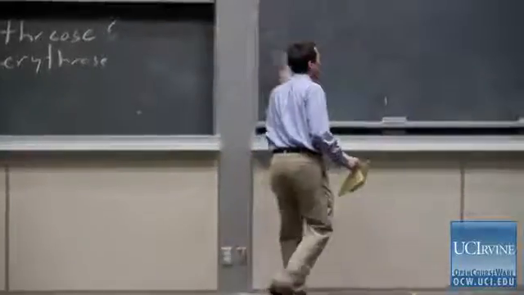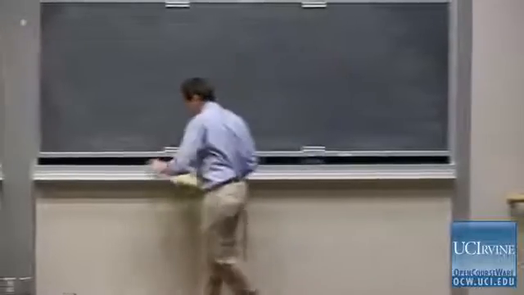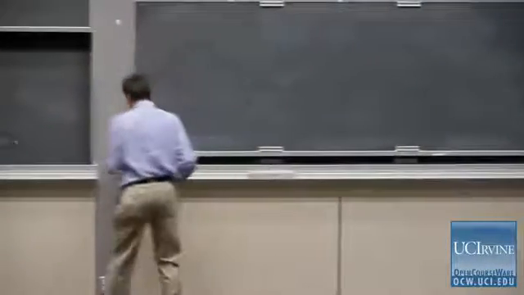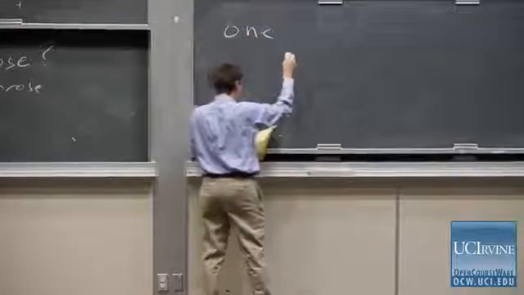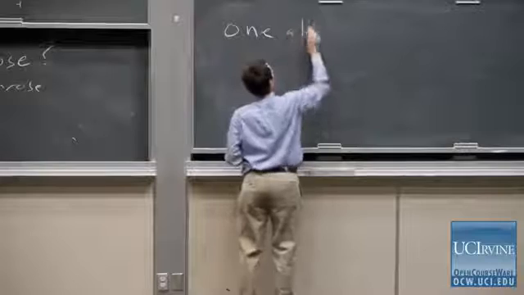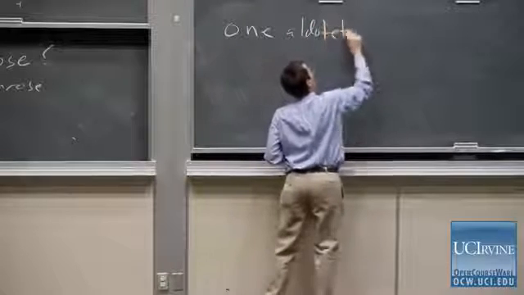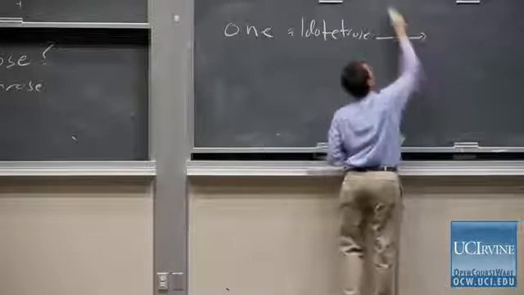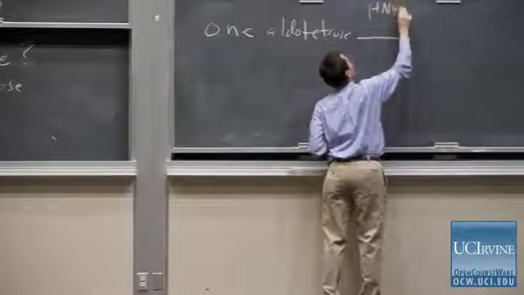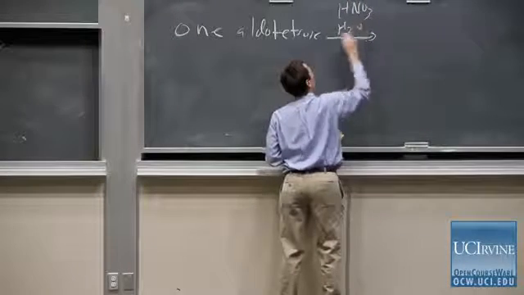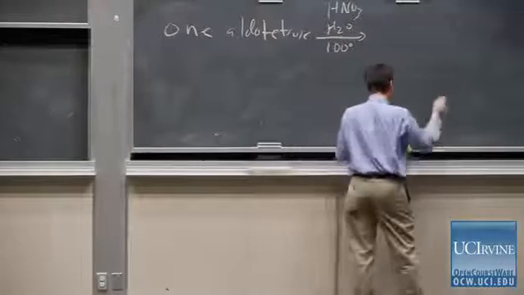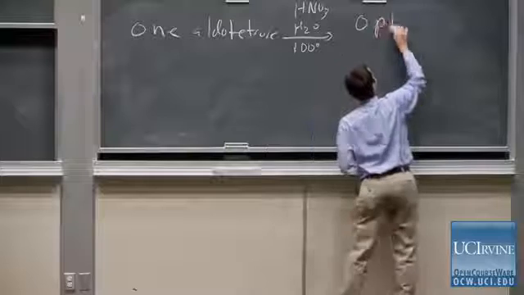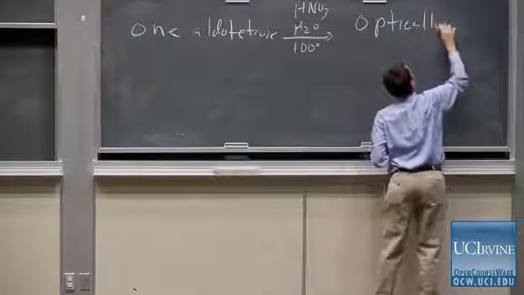And we'll just ask the simple question for the aldotetroses. Fischer extended this all the way up. So let's look at what you could do. All right, when you take one aldotetrose and you treat it with nitric acid and water and heat at 100 degrees Celsius, you get an optically active diacid.